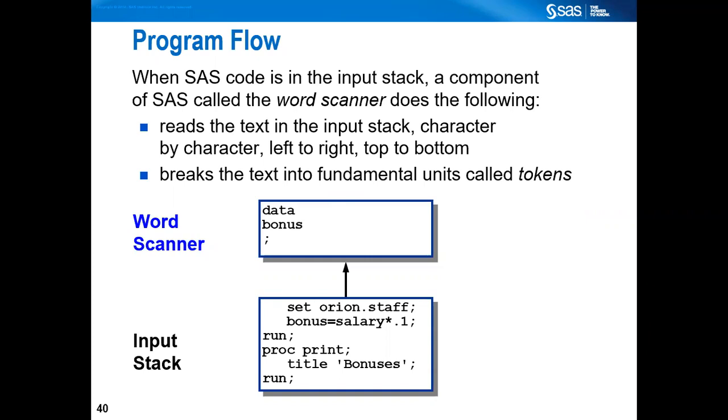So when it comes to the word scanner, what happens? The word itself says it: word scanner means it scans every word of your program. When SAS code is in the input stack, a component of SAS called the word scanner does the following. It reads the text in the input stack character by character, from left to right, from top to bottom, and it breaks the text into fundamental units called tokens. Just read this slide carefully.